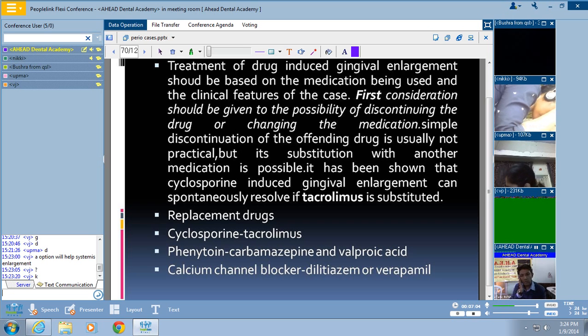So whenever you have a cyclosporin-induced enlargement, you can shift it to tacrolimus in accordance with the physician's consent. You have replacement drugs, as tacrolimus for cyclosporine. In case it's a phenytoin-induced gingival enlargement, you can give carbamazepine or valproic acid. In case it's a calcium channel blocker, diltiazem or verapamil can be given.